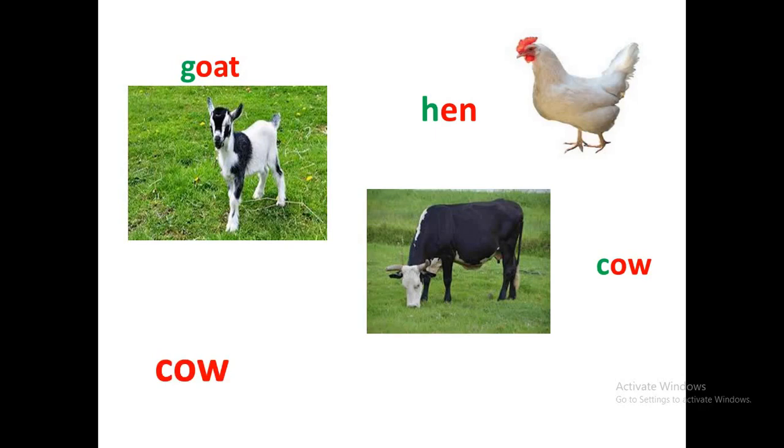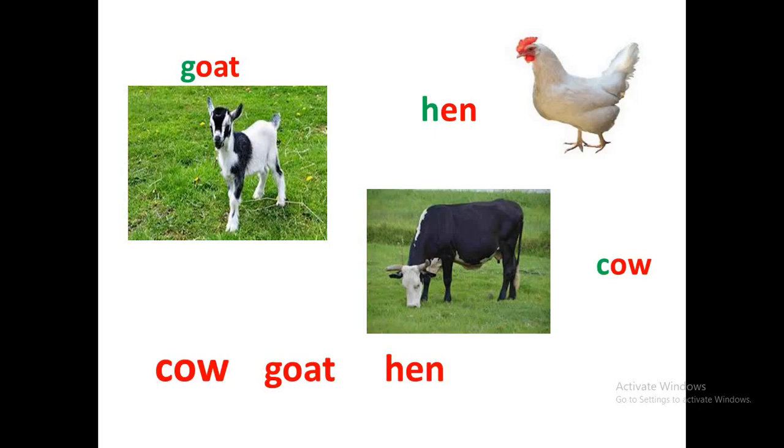Continue saying from C, D, E, F, G. Correct. We have a word starting from G. So we will write goat. Moving ahead, G, H. We also have a word starting with H. So we write hen. And here we have arranged this set of words in alphabetical order. Children, isn't it easy and fun to arrange words in alphabetical order?